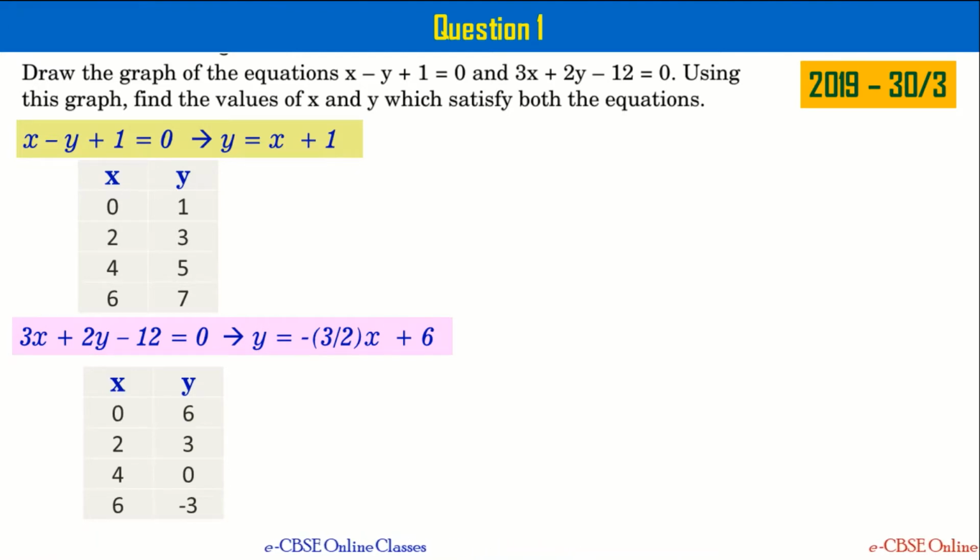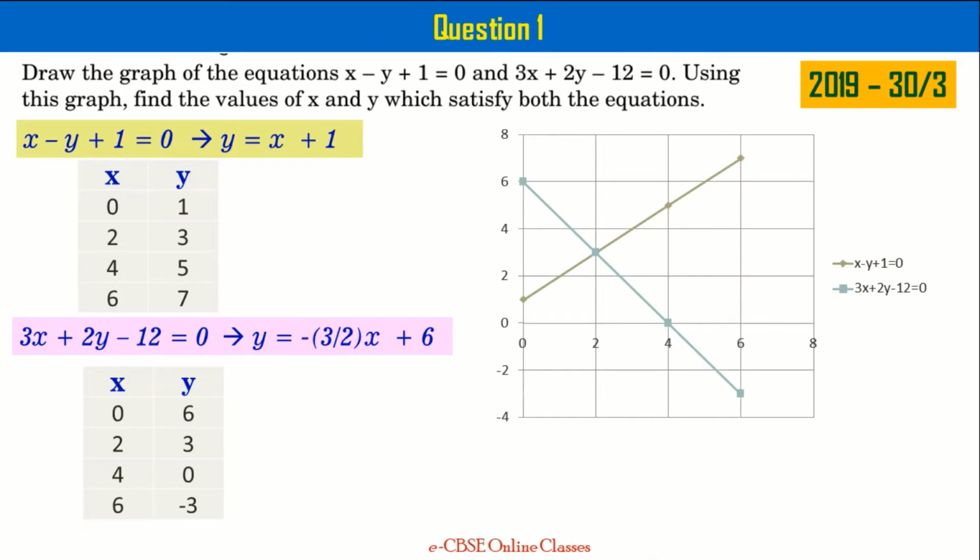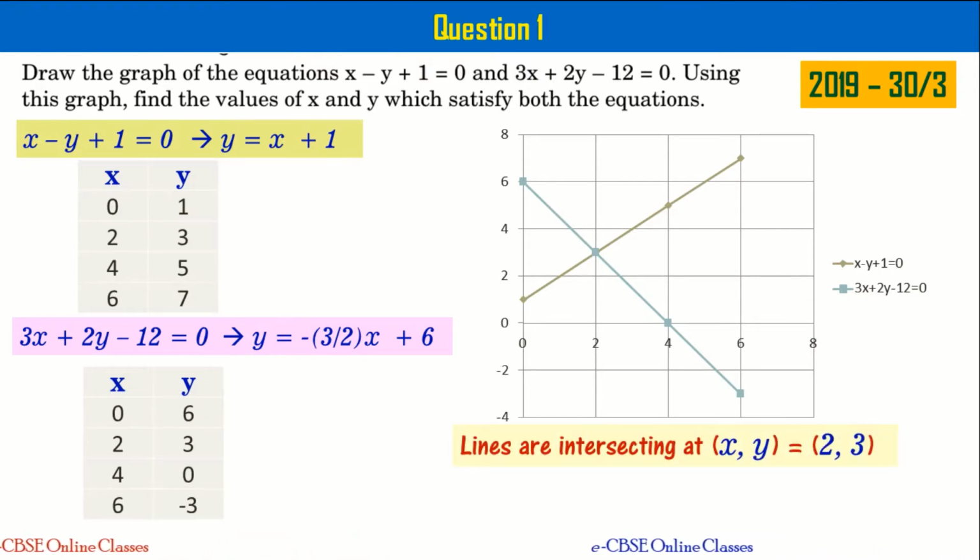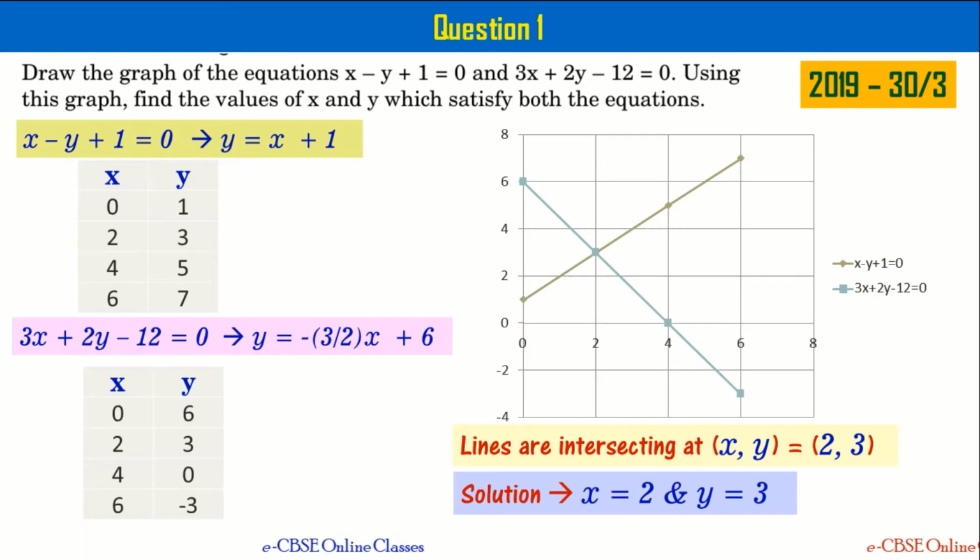Once we have these two data sets, we plot these equations in a graph. The graph looks like this. As you see here, the lines corresponding to these two equations are intersecting at the point x comma y equal to 2 comma 3, right? It means that x equal to 2 and y equal to 3 is the solution that is going to satisfy both the equations. Please take a note of that.